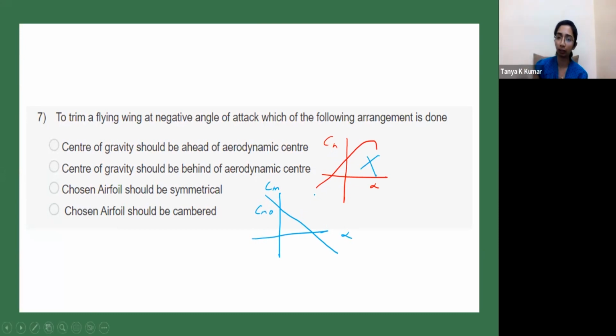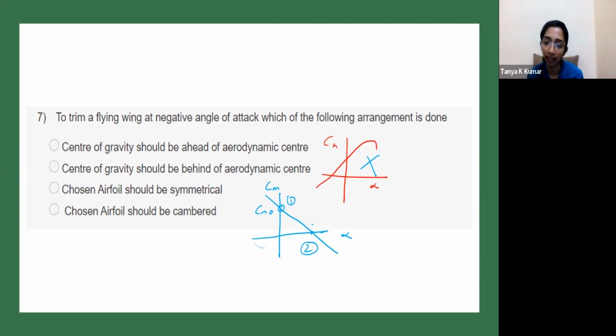To trim it at a positive angle of attack, we need positive CM naught, right? So in this graph, where does trim occur? Can someone tell me at which point you analyze the trim in this graph? This is point 1 and this is point 2. Which point is trim? At 2, exactly. So now we have a positive CM naught in this graph and you are trimming it at this point, and that is a positive angle of attack.